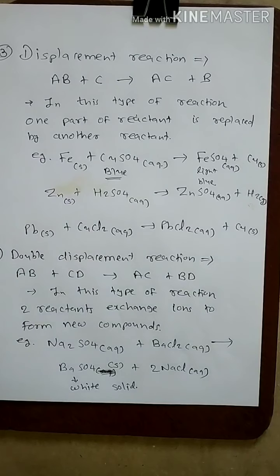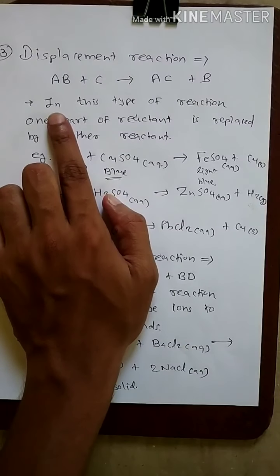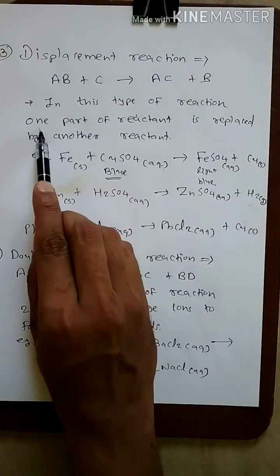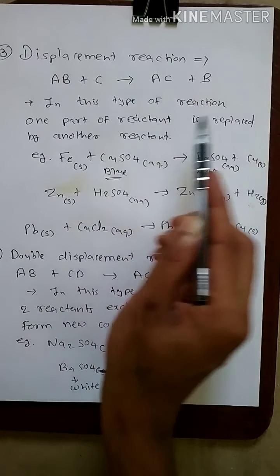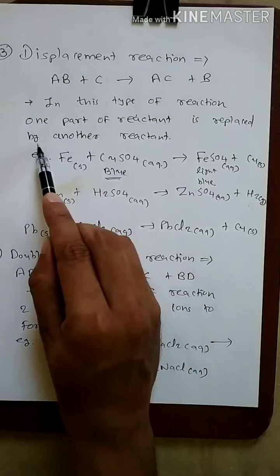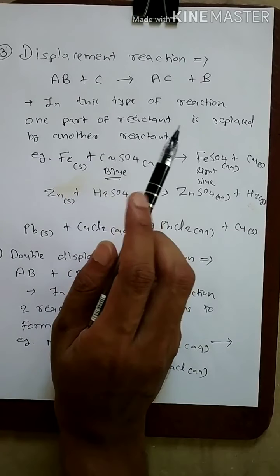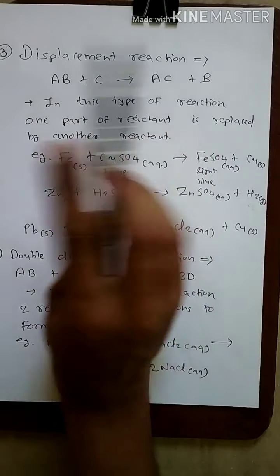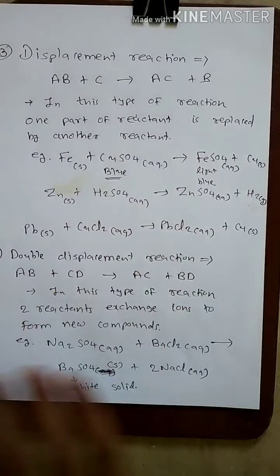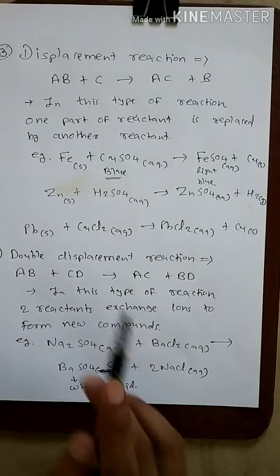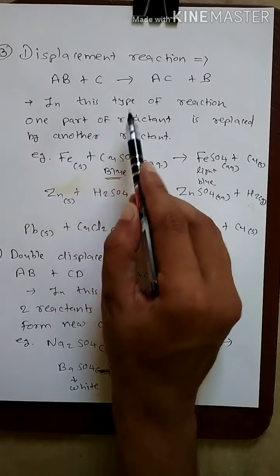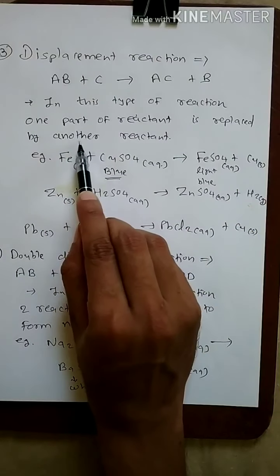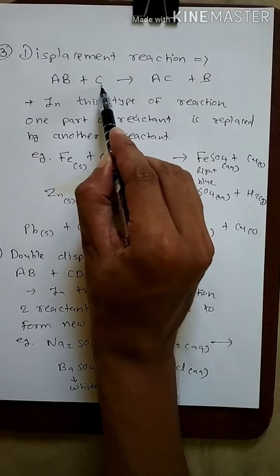Okay, so the definition is like this. In this type of reaction, one part of reactant is replaced by another reactant. Okay, the number of products and reactants remain such as such. There is no change in that, but one part of reactant, here B part, is replaced by another reactant. Another reactant is what? C.